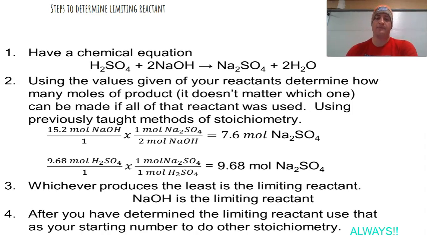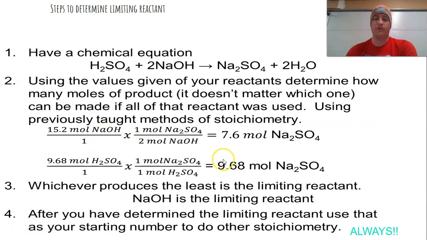Let's call it that. So it doesn't matter what product you set it to, but the idea is that if you take the given amounts and convert them to the same product, you can compare which one is going to produce the least amount. The idea here is that if you had all of this H2SO4 being used to make this sodium sulfate, this would be the amount of moles. But you use the least amount, so therefore your limiting reactant would be the one that gives the least amount.